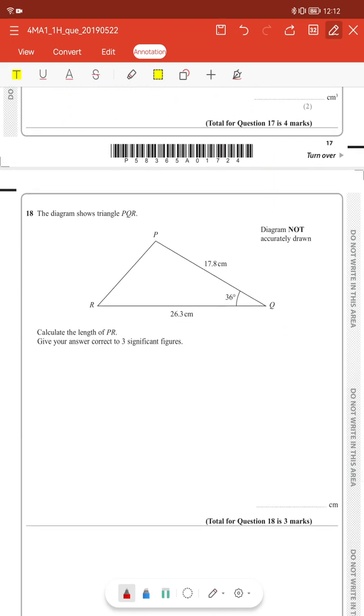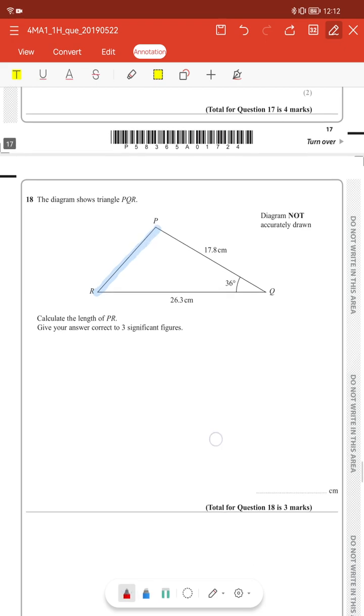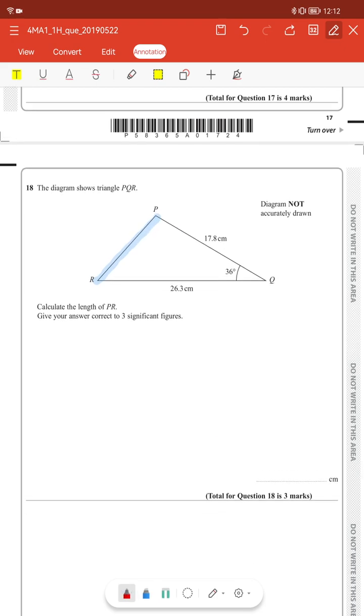The diagram shows PQR. Calculate the length of PR. So the length PR would be this length here. And what we want to do is use the cosine rule, which again you are given. So if I call this length x, we're going to say x squared is equal to 26.3 squared plus 17.8 squared minus 2 times 26.3 times 17.8 cos 36.